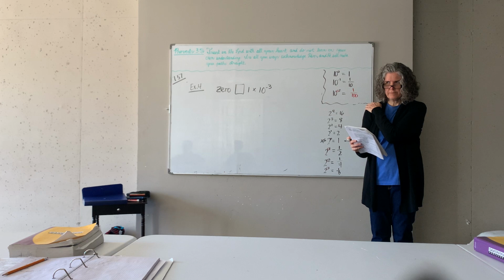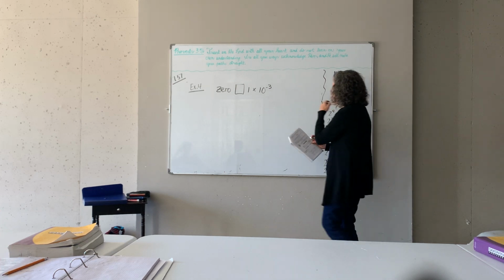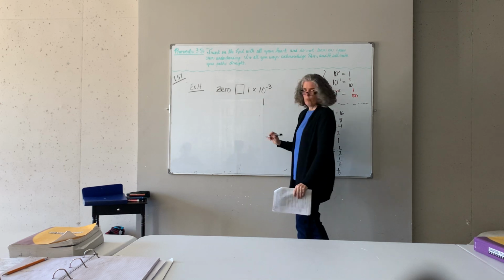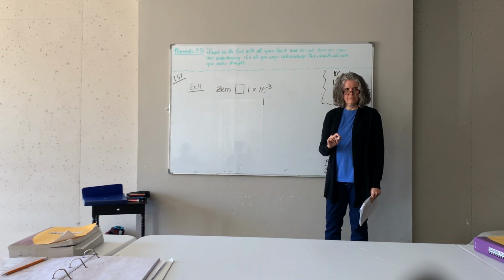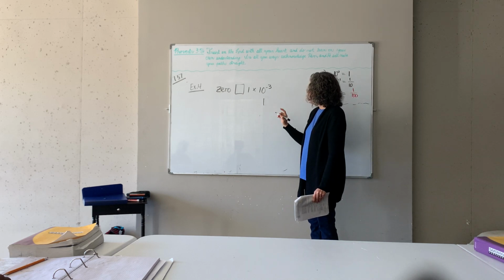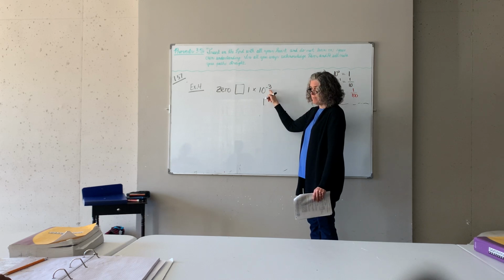Which one's bigger? What do you think? This number, if I write it out, here's 1. Where's the decimal in 1? At the end of it. So I've got to now move it how many times? 3 times. Do I go to the left or the right? Left, because I'm making it smaller, right?